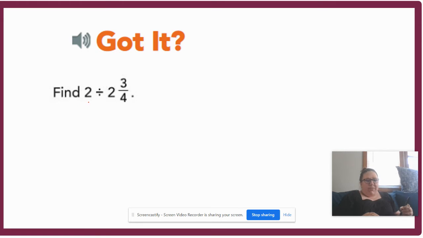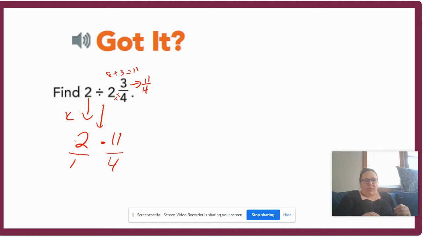So let's try 2 divided by 2 and 3/4. I'm going to keep my 2, change to multiplication, and then I need to change this 2 and 3/4 to an improper fraction. 4 times 2 is 8, plus 3 will be 11/4. And I'm going to put this 2 over 1. So this would be 2 divided by 11/4, and then, oh sorry, this should be flipped. If I flip it, now this is 2 times 4/11, because we did our keep, change, flip. 2 times 4 is 8. 1 times 11 is 11. So this would be 8/11.